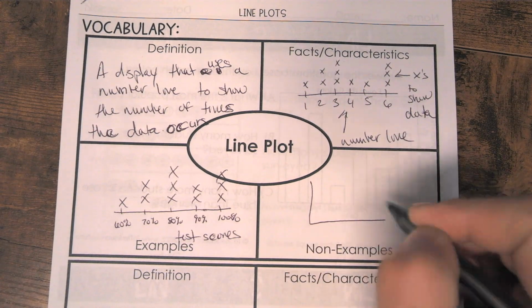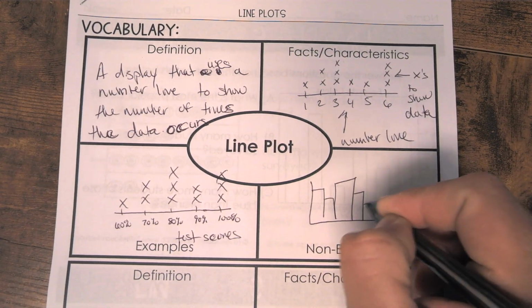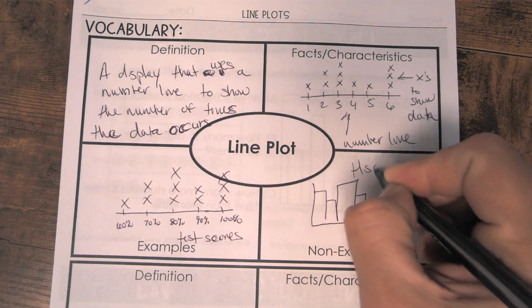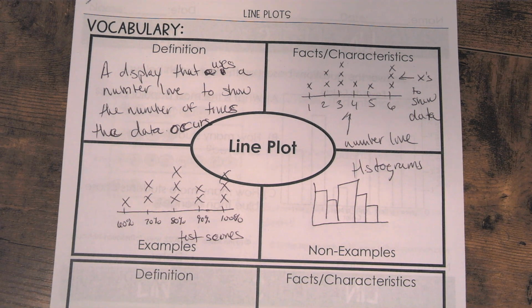A non-example would be something like this. It's kind of like a bar graph, but it's called a histogram, which we are going to talk about later this week, maybe next week. It's a bar graph that's all connected. So that's a histogram. Line plots are a lot different because you're using X's, not bars.